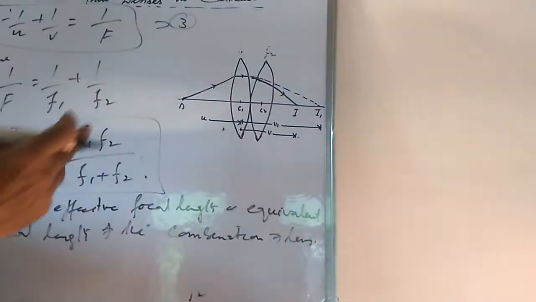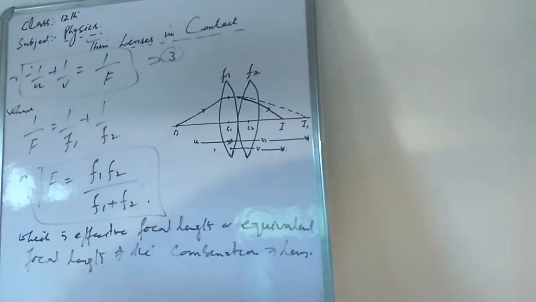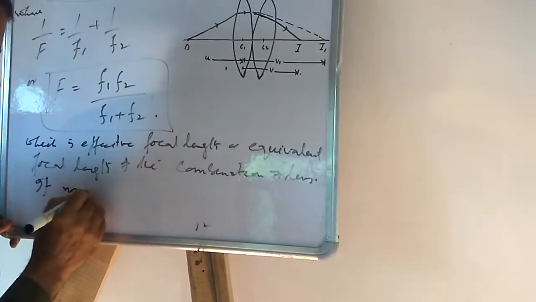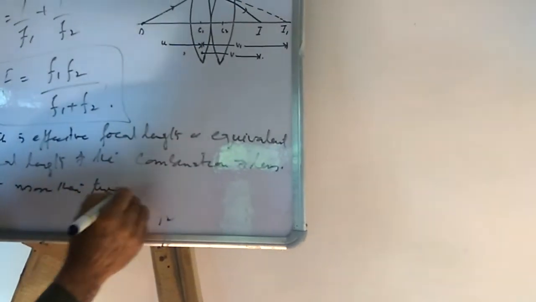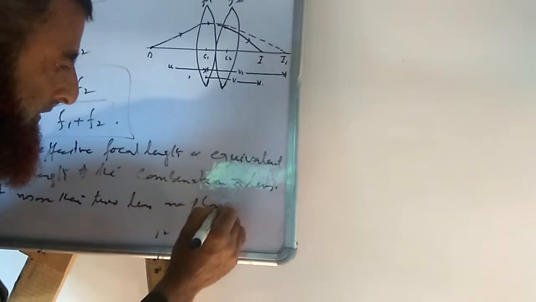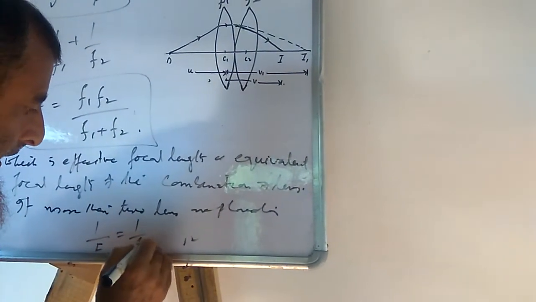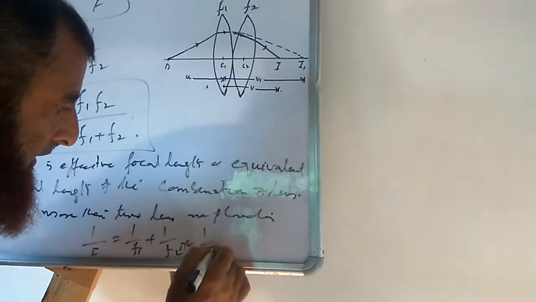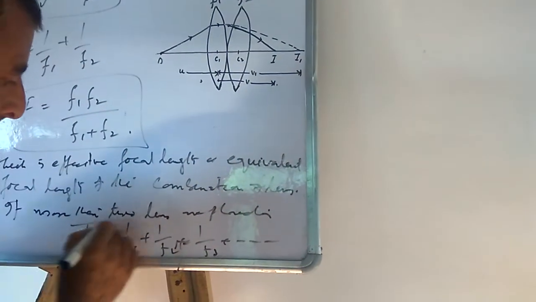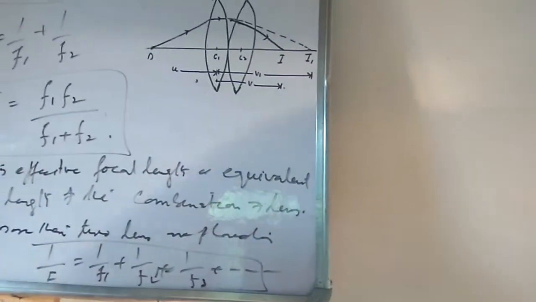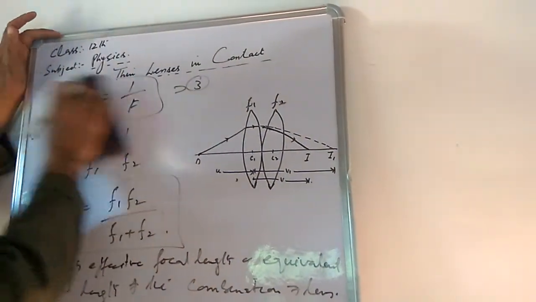Now, dear students, if there are more than two lenses in contact, what will be the effective focal length? If more than two lenses are placed in contact, it will be 1 by f is equal to 1 by f1 plus 1 by f2 plus 1 by f3, and so on. That means if the number of lenses increases, the effective focal length is given by 1 by f1 plus 1 by f2 plus 1 by f3 and so on.